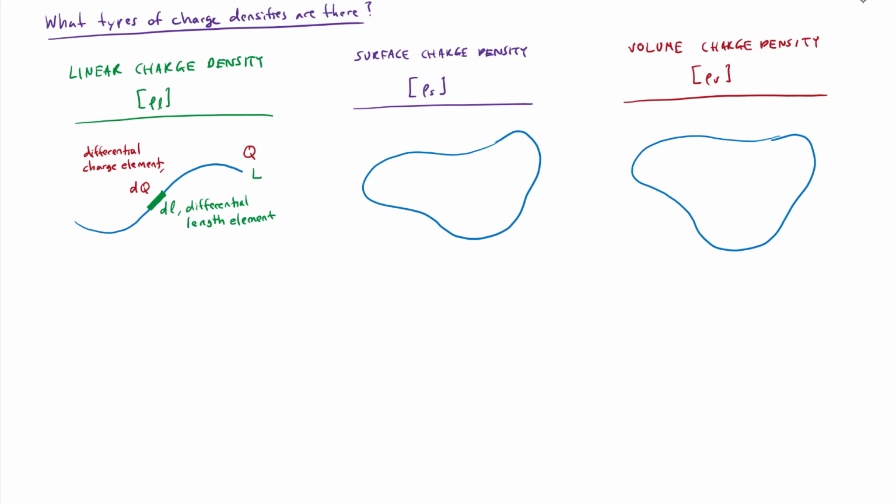So then dq is simply going to be the density, or the charge density, times the mass element, similar to when we had the mass density. So we now have rho L dl. So if we wanted to calculate the total charge Q, Q would be equal to the integral of rho L dl.